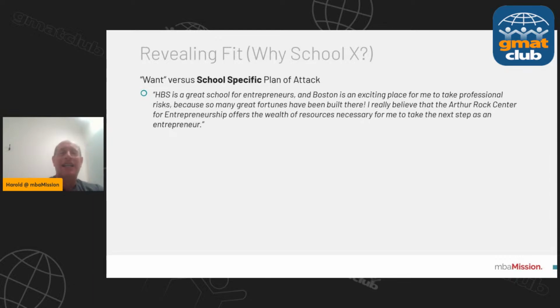I have now rewritten the exact same sentence by changing 5 words to make it HBS specific. HBS is a great school for entrepreneurs, that's word 1, and Boston, as opposed to Silicon Valley, that's word 2, is an exciting place for me to take professional risk because so many great fortunes have been built there. Okay, fine. You don't learn anything different. I really believe that the Arthur Rock Center for Entrepreneurship, as opposed to the Stanford Center for Entrepreneurship, as opposed to the Wharton Center for Entrepreneurship, so let's call that 3 words, offers the wealth of resources necessary for me to take the next step as an entrepreneur. The only thing this sentence has shown is you haven't done your homework.